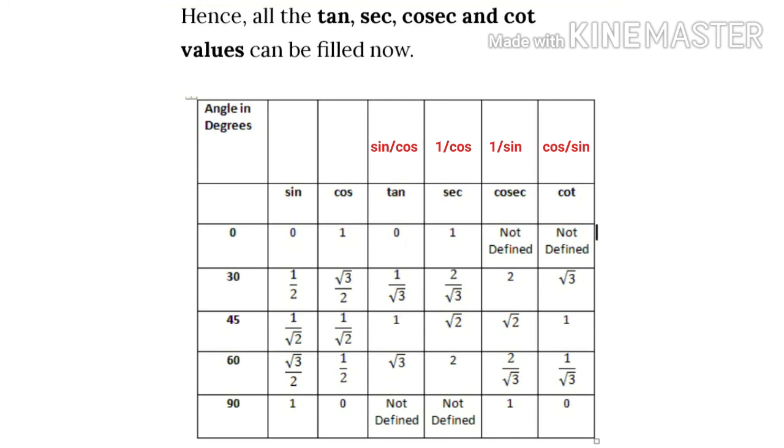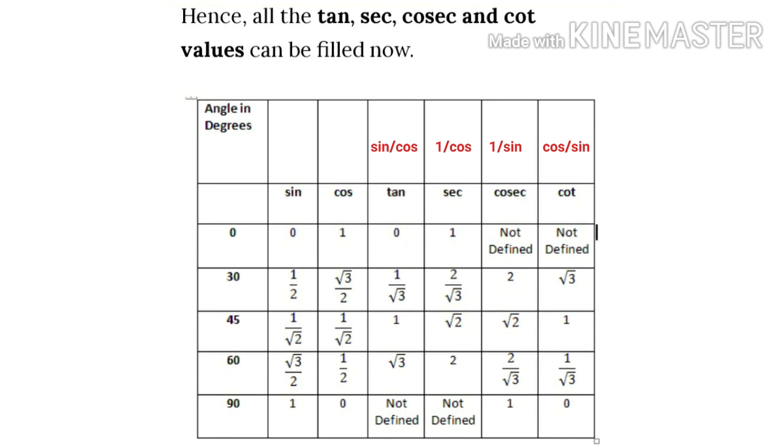Similarly, we can get cosec theta and cot theta. Cosec 0 equals cannot be defined. Cosec 30 degree we can get 2. Cosec 45 degree is equal to 1 by sine theta, so 1 by 1 by root 2, we got root 2. Then cosec 60 degree is 1 by root 3 by 2, that is 2 by root 3. Cosec 90 degree equals 1 by 1, we got 1.